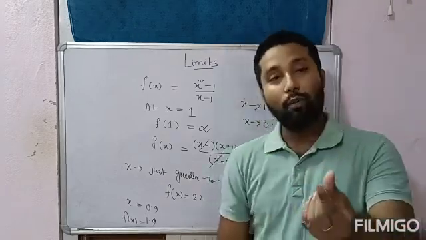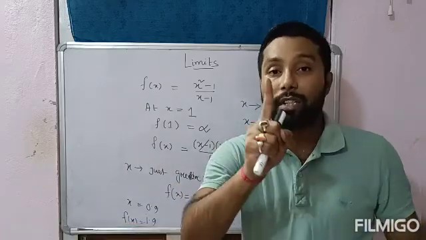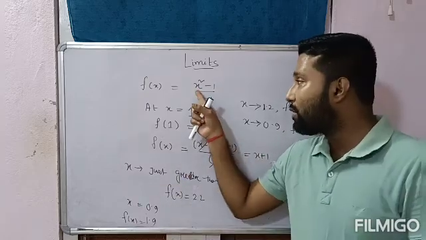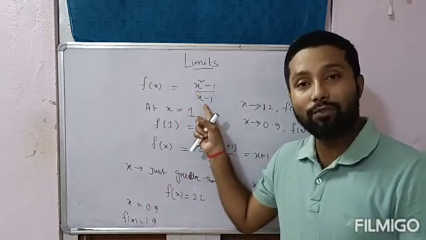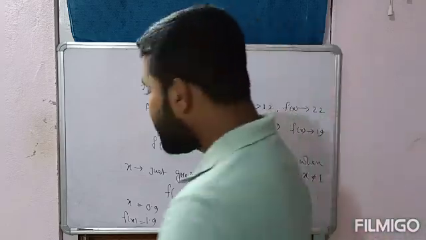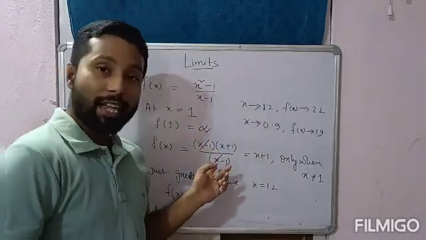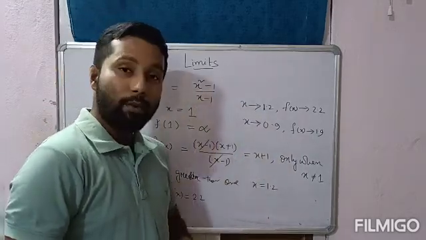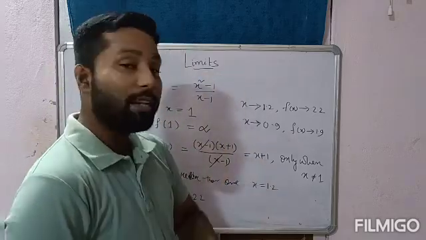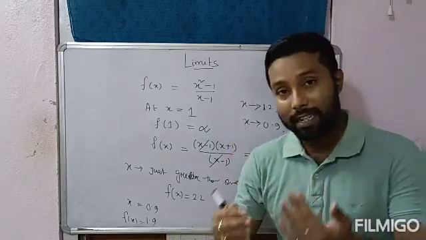So x is not equal to 1 means you can put any number more than 1 or less than 1, but not exactly equal to 1. Look here, if you put exactly equal to 1, then this will be 1 minus 1, 0 divided by 1 minus 1, 0. So 0 by 0 is meaningless, undefined. So in case of a rational function, first you have to factorize the numerator and denominator and then cancel out the common factors. After the cancellation, then you can put the values. Alright. That is why I am explaining limits using the example of a rational function.